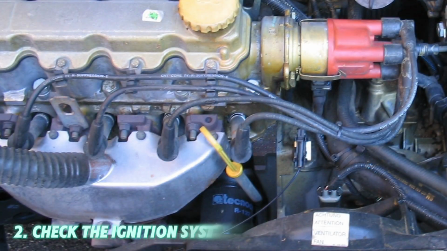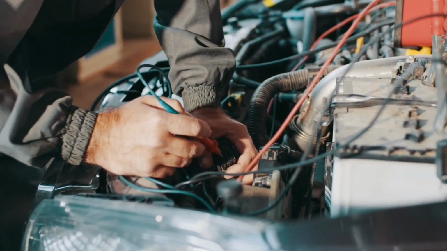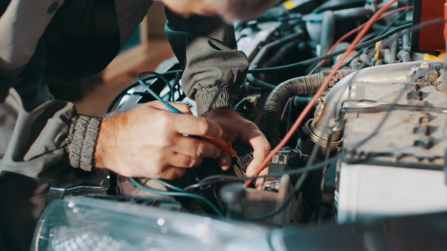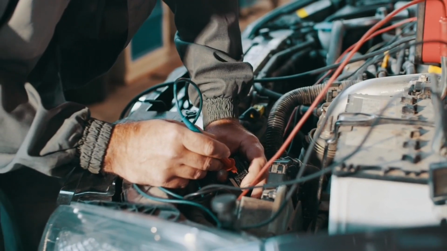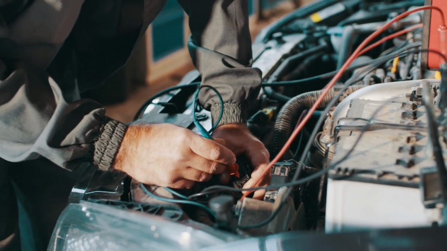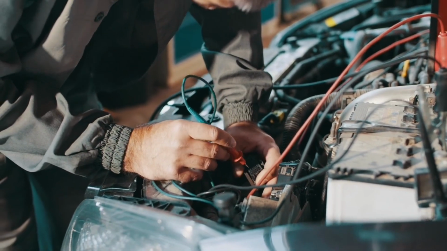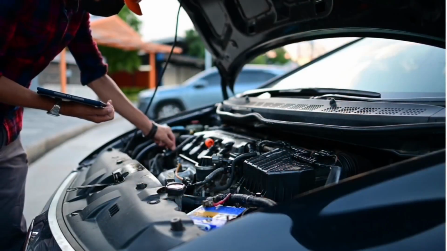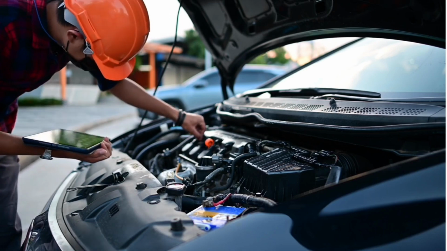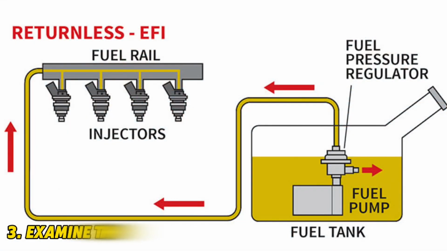Step 2. Check the ignition system. Inspect the ignition coil for cylinder 2. Look for cracks or visible damage. If faulty, replace it. Examine the spark plug wires or ignition cables. Look for fraying, burns, or breaks. If damaged, replace them.